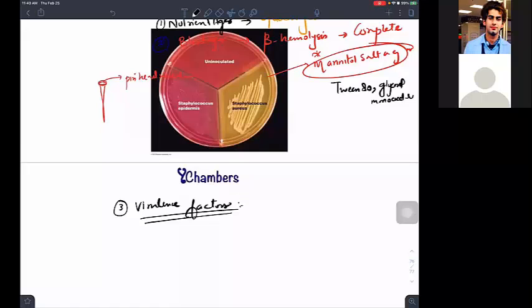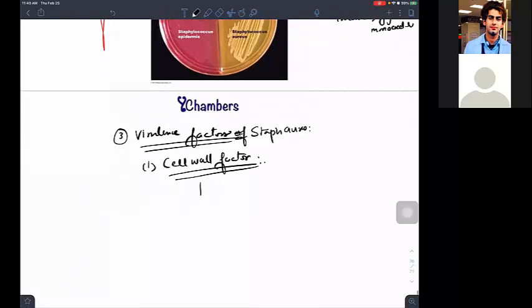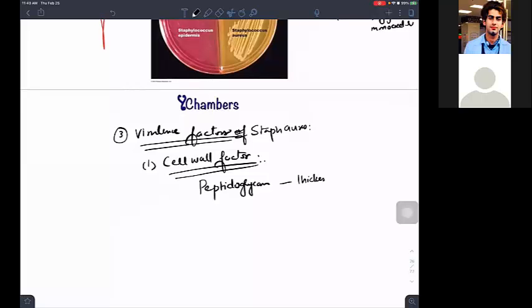So what factors do they have to cause virulence? What are the virulence factors of Staph aureus? Let us first classify these factors, what is special in its structure. First, if I talk about the cell wall factor, what is present in the cell wall of Staph aureus? It is peptidoglycan, and this peptidoglycan is thicker. Okay, the peptidoglycan cell wall is thicker.